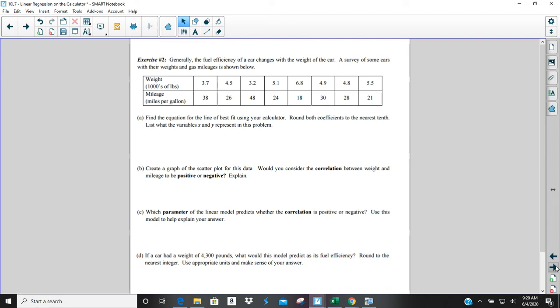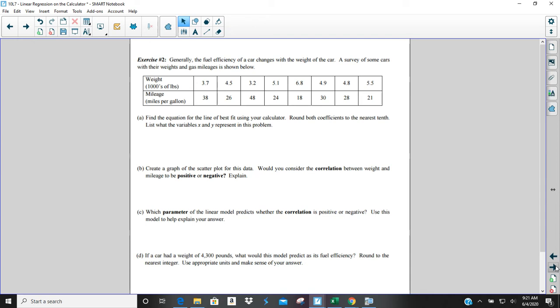Okay. So I'm going to look at this table real quick. It's talking about weight in thousands of pounds. This is important because obviously we know a car does not weigh 3.7 pounds. It weighs 3,700 pounds. Cars are over a ton, right? And then the miles is miles per gallon.